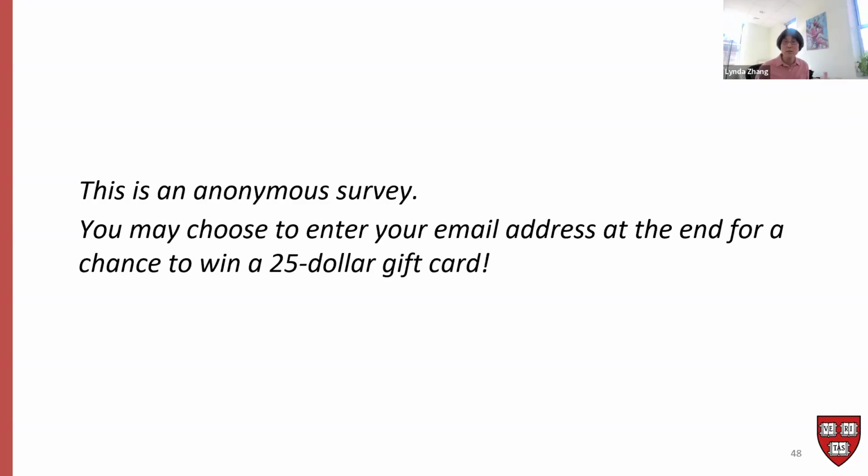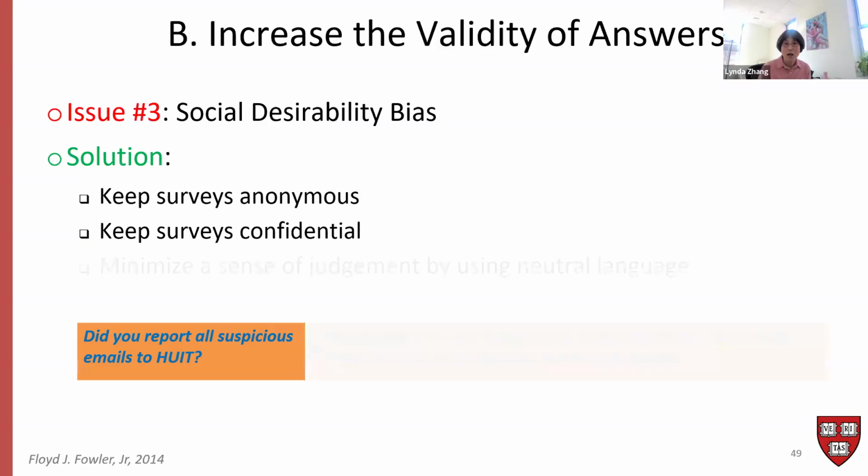In the next video, when I talk about advanced Qualtrics, I'll cover how to set it so you can have two separate surveys, where the second one is for people to enter their email address. This will still keep the survey anonymous. The second way, if you can't keep it anonymous, is to keep it confidential.